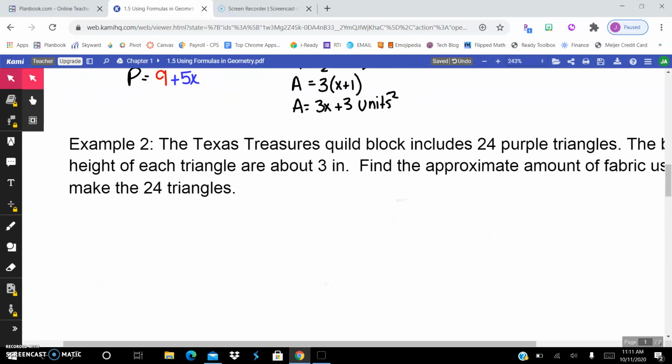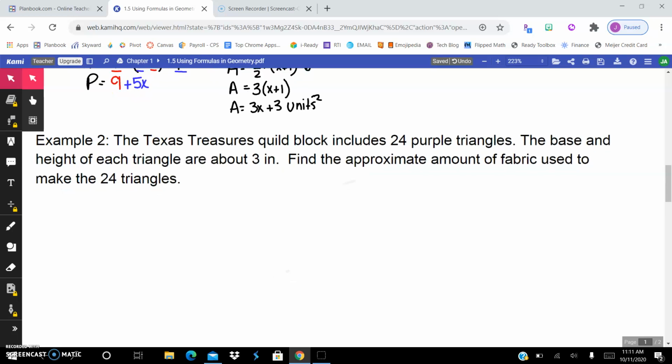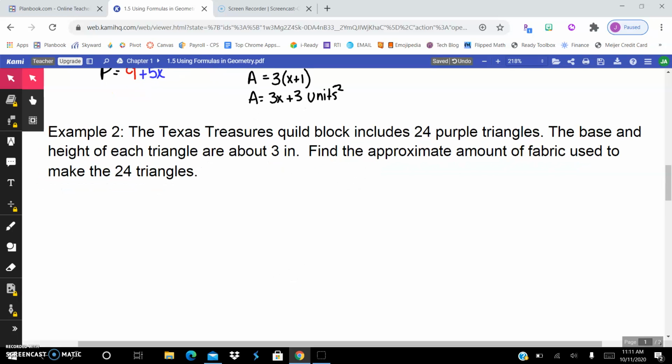Example 2 says the Texas Treasures quilt block includes 24 purple triangles. The base and the height of each triangle are about 3 inches. Find the approximate amount of fabric used to make the 24 triangles.